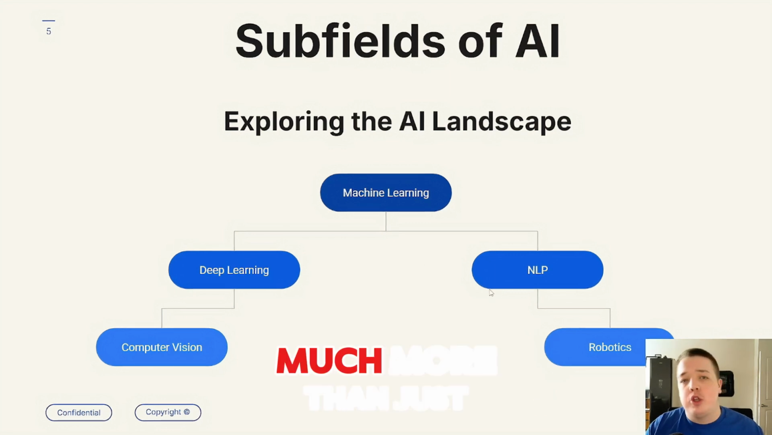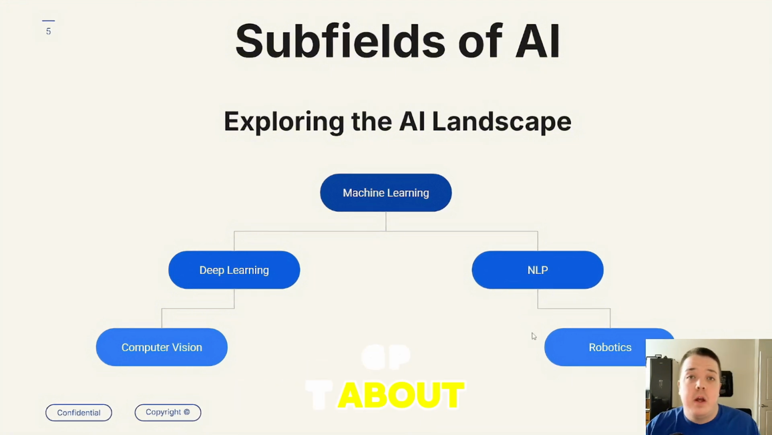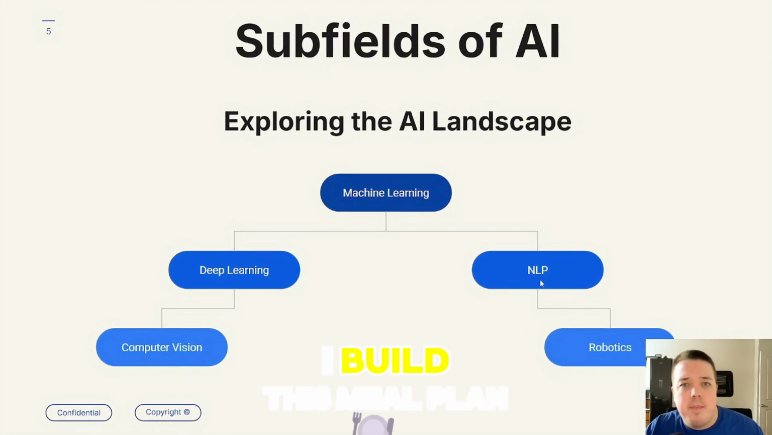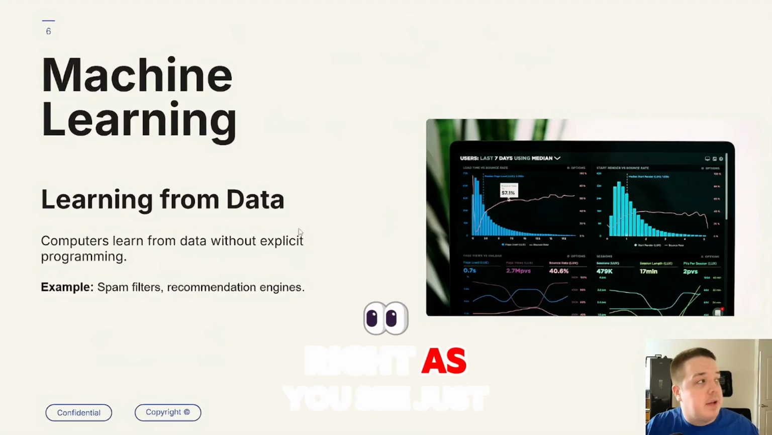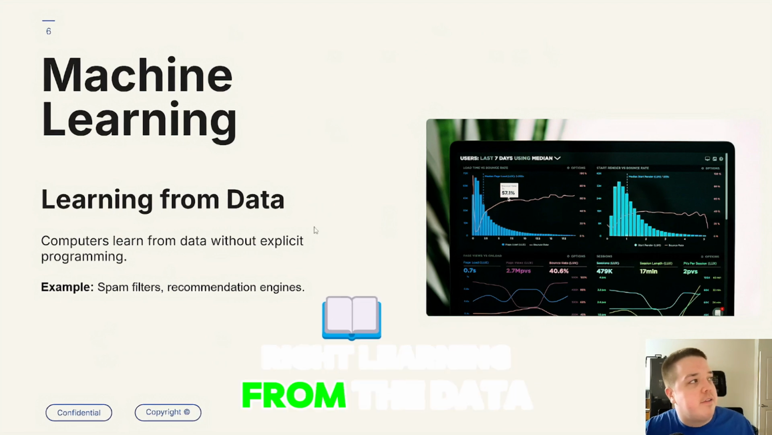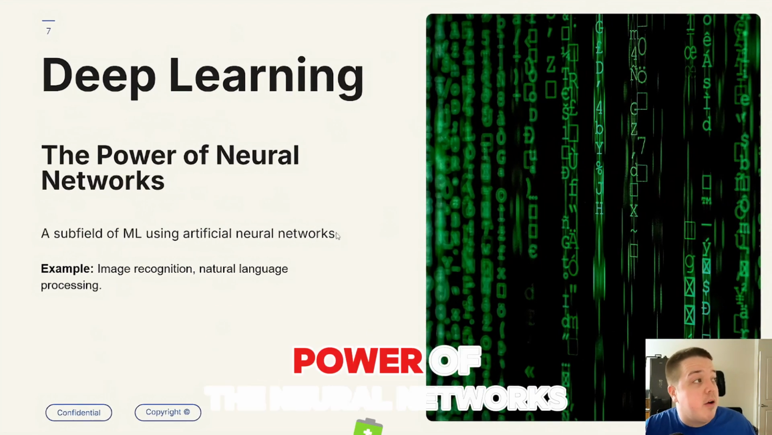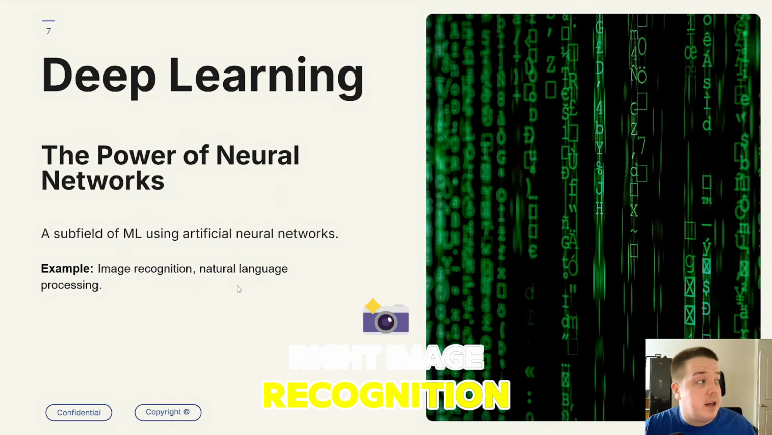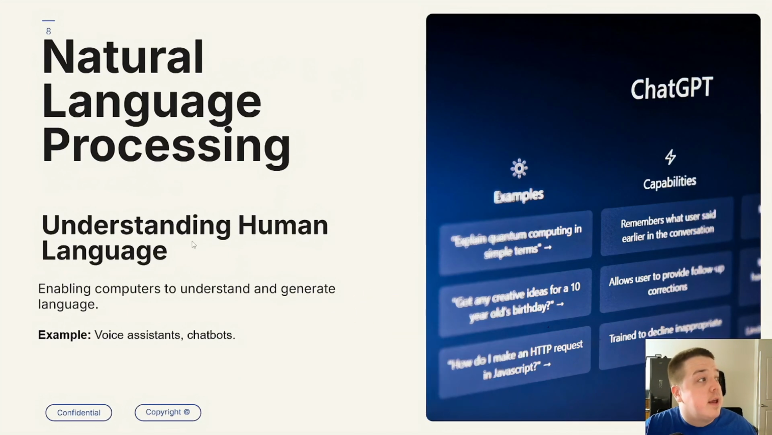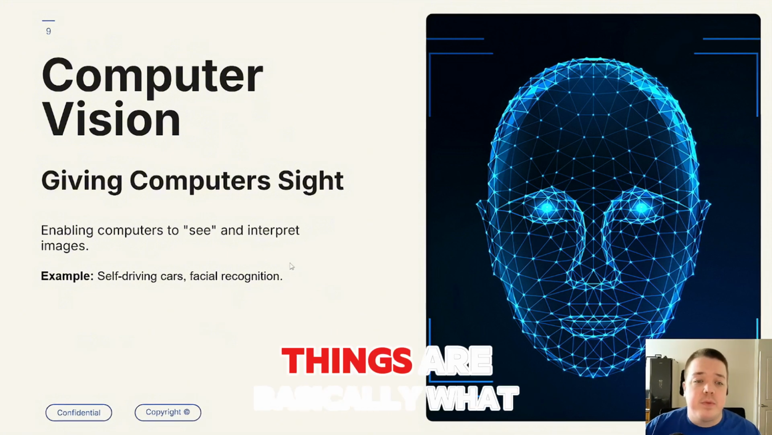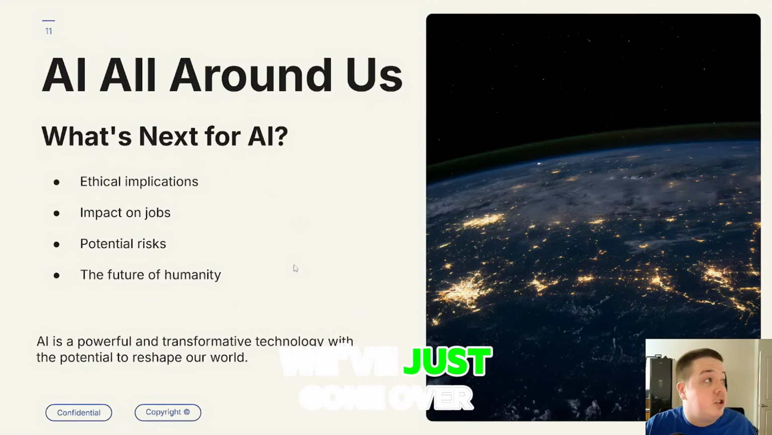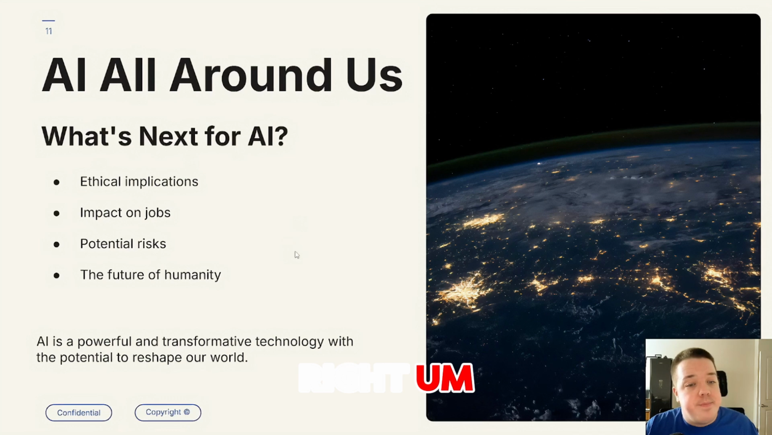So AI is so much more than just, I'm going to talk to Gemini or ChatGPT about what recipe I should do, or how can I build this meal plan, right? There's a lot into it, as you see just through there. Learning from the data, the deep learning, the power of the neural networks, image recognition, natural language processing, voice assistants, chatbots, all of these different things are basically what we've just gone over, right?